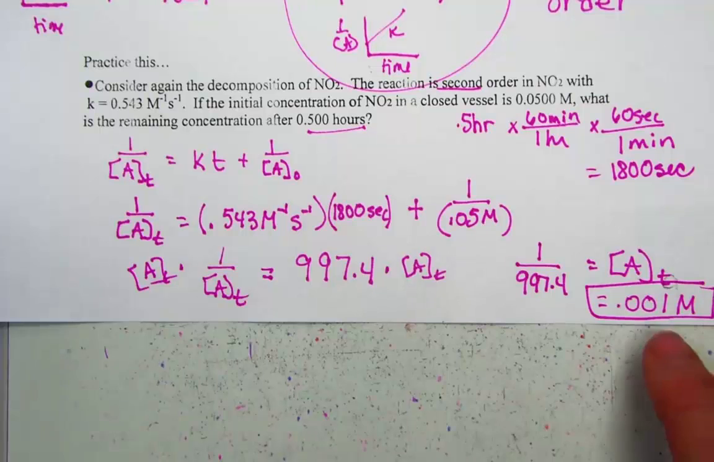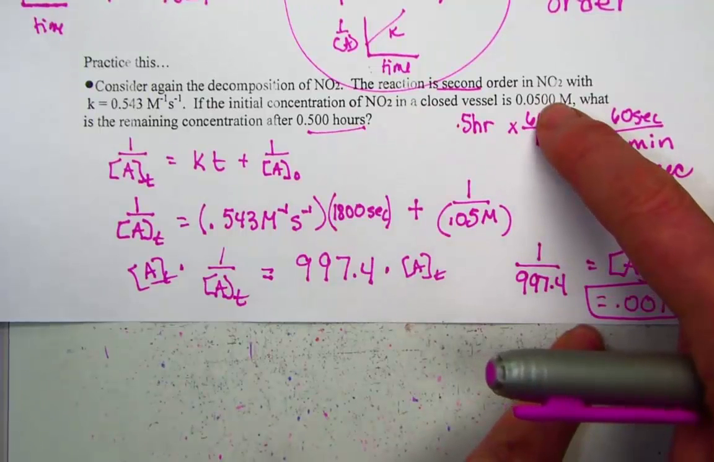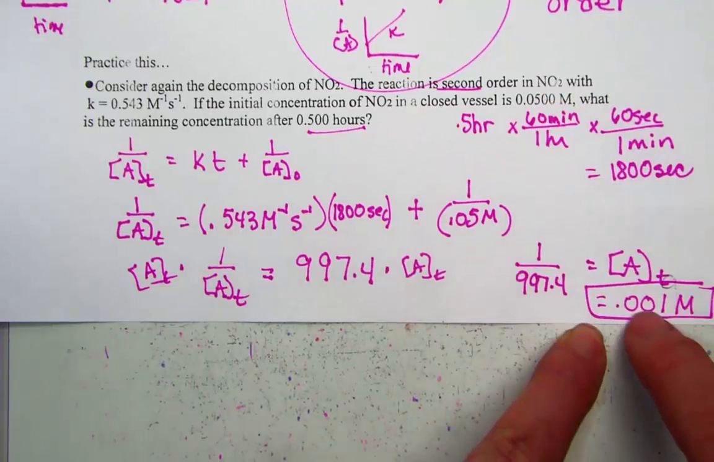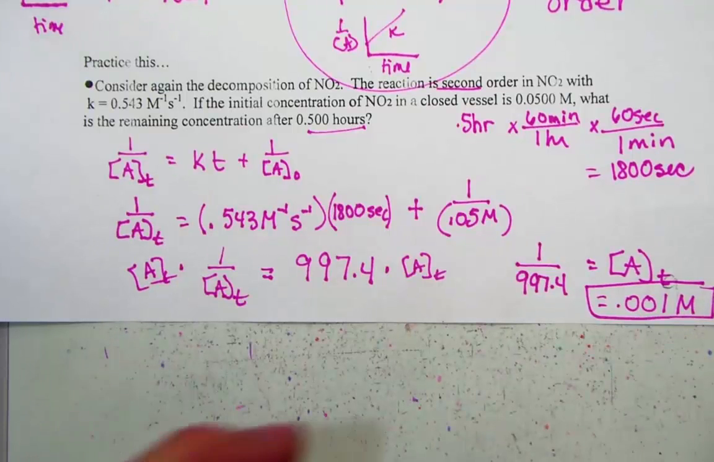Check to see if it makes sense. The original concentration 0.05, this value is smaller. That makes sense. Reactants get used. A lot of time went by, so you got used up a lot. Let's pause.